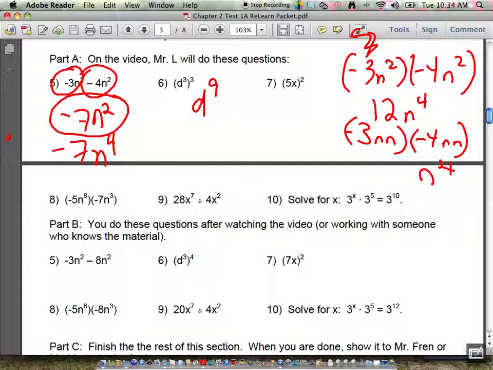Now, I want to relate number 7 to something we did a couple of minutes ago when we talked about exponents. Do you remember before when we put the negative 5 in parentheses and we squared it, and we said that this means negative 5 times negative 5?